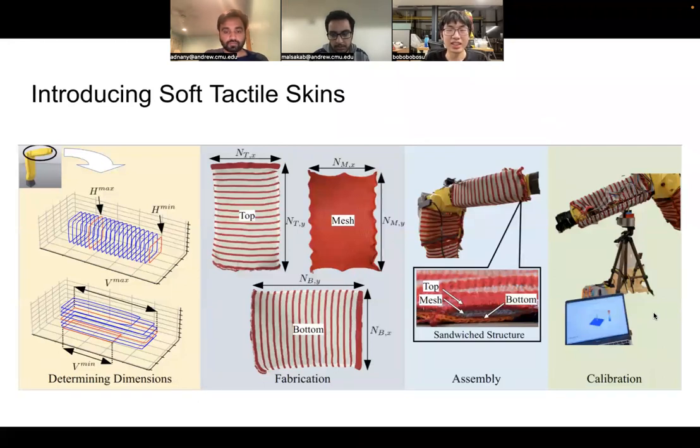So this is the tactile skin manufacturing process. We don't go over this, but the basic procedure is that we fabricate it, we assemble it, and we calibrate it.